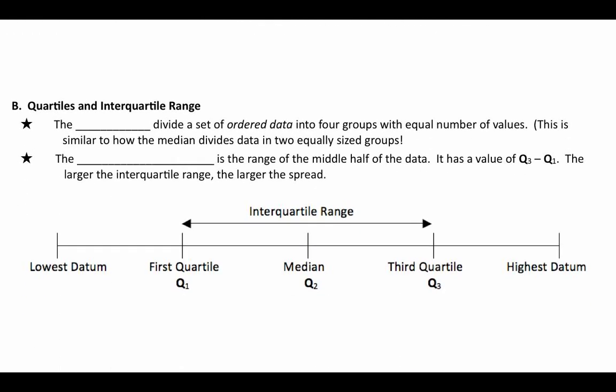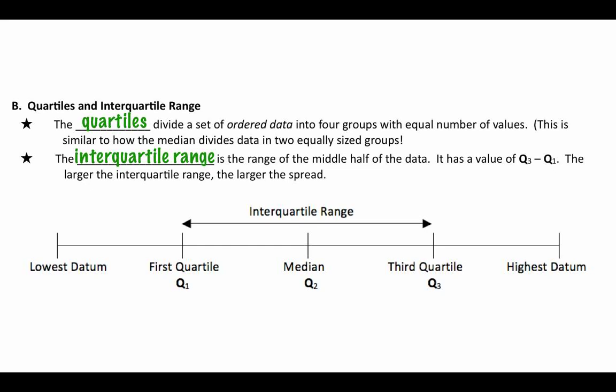And the place where we're going to start, because we're going to describe a couple of these, is with quartiles and the interquartile range. So quartiles, of which there are 3, divide a set of data into 4 groups with an equal number of values. So it's similar to how the median divides data into 2 groups with an equal number of values. Quartiles divide data into 4 groups. The interquartile range is the range of the middle half of the data. So it has a value that's Q3 minus Q1, which is the third quartile minus the first quartile.